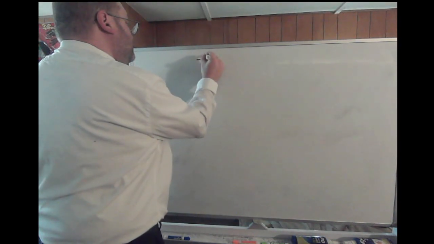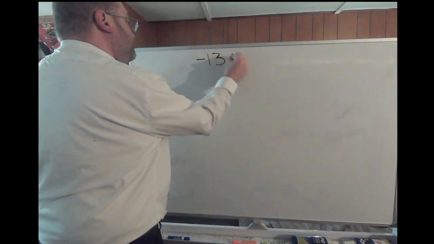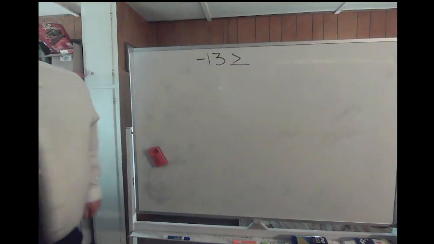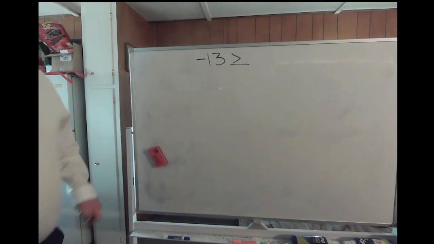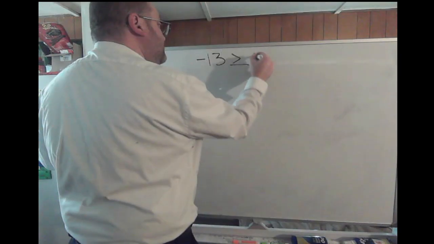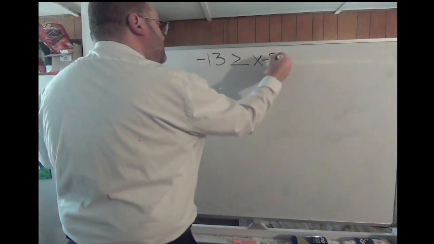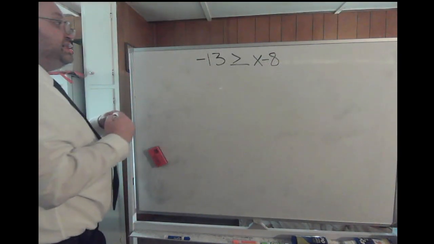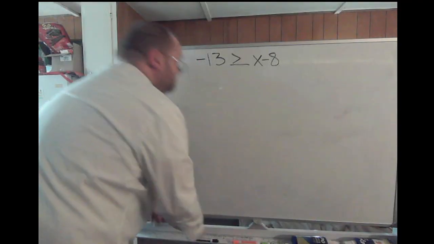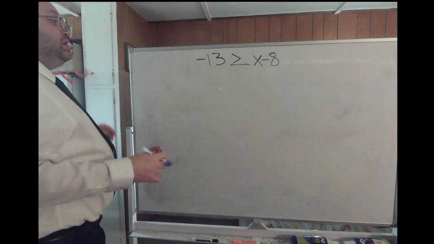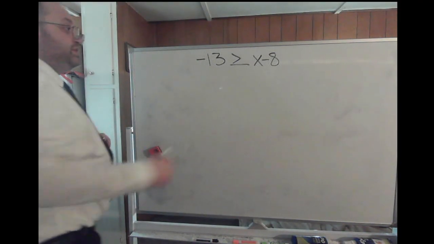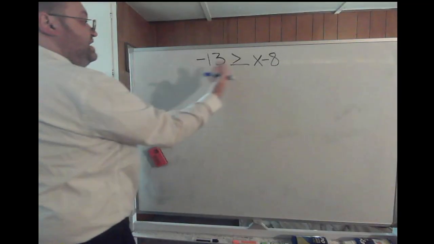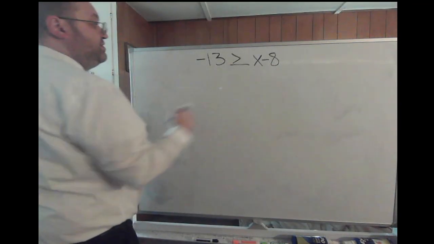Alright. Negative 13 is greater than or equal to x minus 8. So we got negative 13 is greater than or equal to x minus 8. Well, it would probably help if we switched to have the x minus 8 on the left-hand side and the negative 13 on the right.